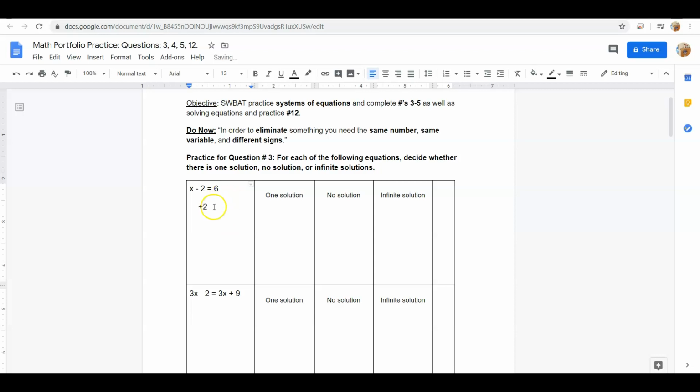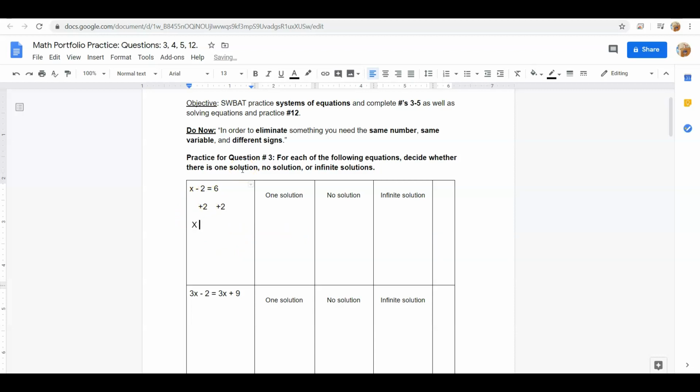Plus 2. Your teachers have already told you, I'm sure, that if you do something on one side of the equal sign, you need to do the same thing on the other. So if I have plus 2 over here on the left side, I need to do plus 2 on the right side. And then I just solve it. So my x that was not used up here, that just drops down. We didn't touch it. Negative 2.